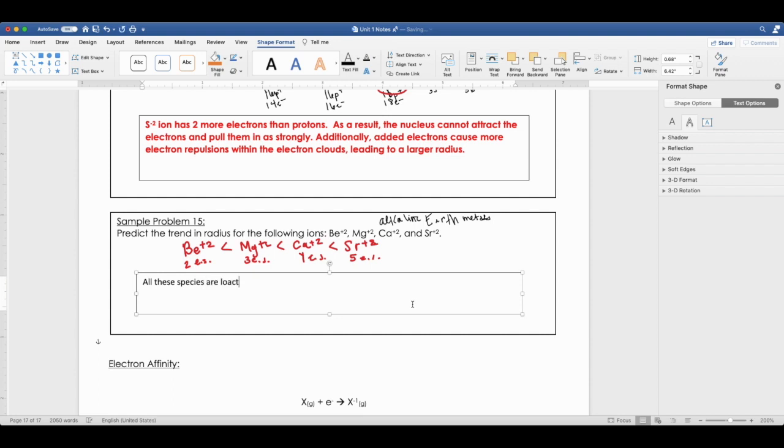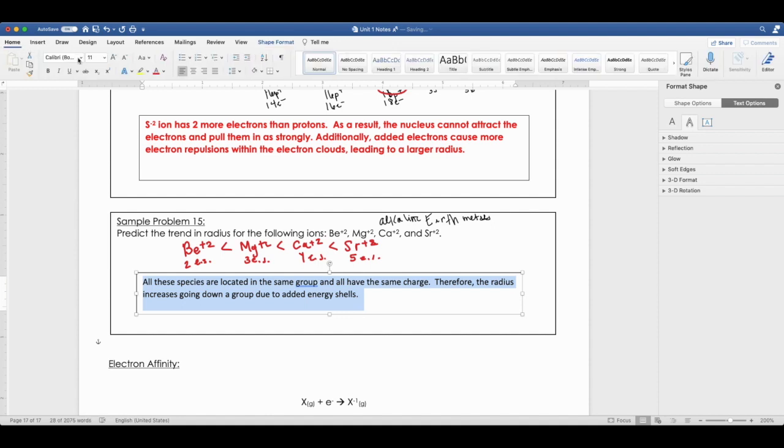Are located in the same group, all have the same charge. Therefore, the radius increases going down a group due to added energy shells. Like we said, we're adding those energy shells, so the atoms are getting larger, or the ions are getting larger.